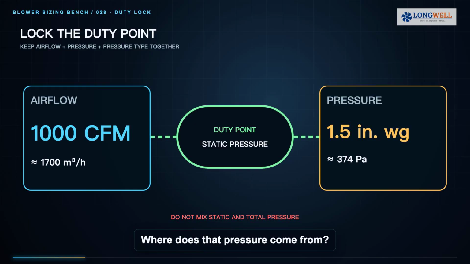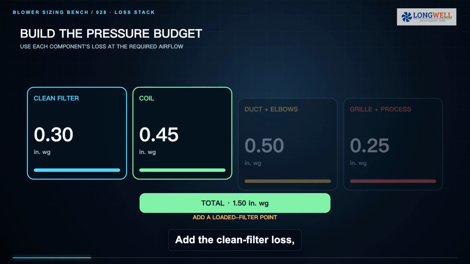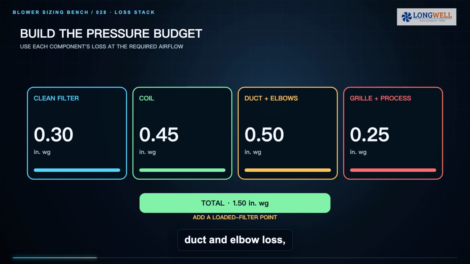Where does that pressure come from? Build a pressure budget. Add the clean filter loss, coil or heat exchanger loss, duct and elbow loss, grill loss, and any process component. Use the resistance at the required flow, not a convenient maximum from a brochure. In this example, the pieces add to 1.5 inches of water. If a filter loads in service, define a second, higher resistance point as well.